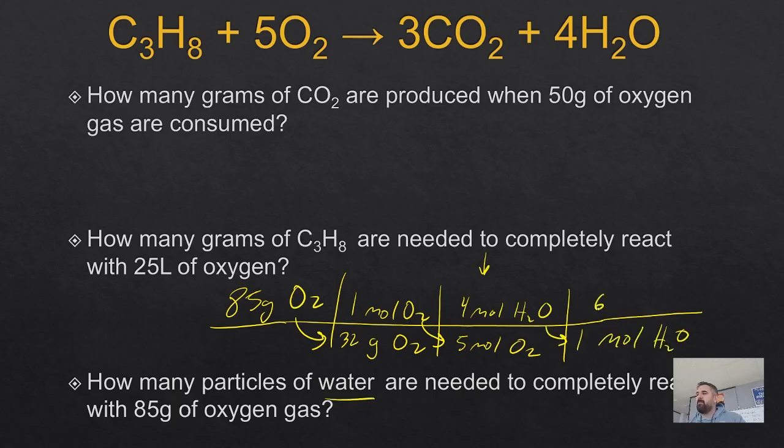And they're asking for particles. So it's just going to be 6.02 times 10 to the power of 23. And that's going to be particles of H2O. Particles are molecules. Let's go ahead and plug it into our calculator.